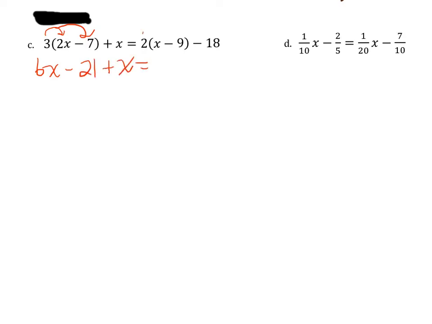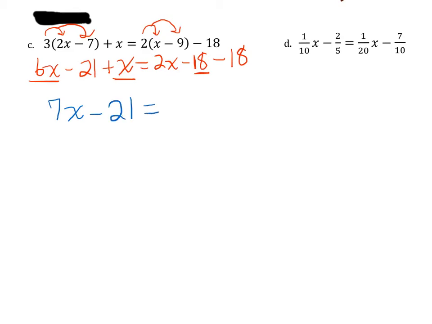And on my right-hand side, I have to distribute the 2. So I'm going to have a 2x minus 18. And then I have that minus 18 there. And notice this minus 18 here came from the 2 times that minus 9. Of course, I have like terms. And so 6x plus x is 7x. So I get 7x minus 21 equals, well, these minus 18s combine to minus 36.